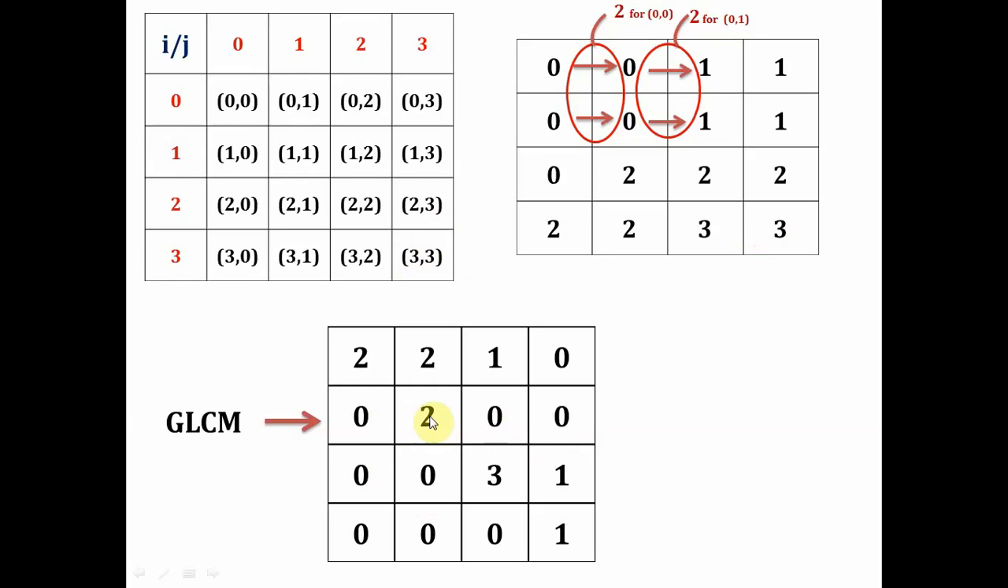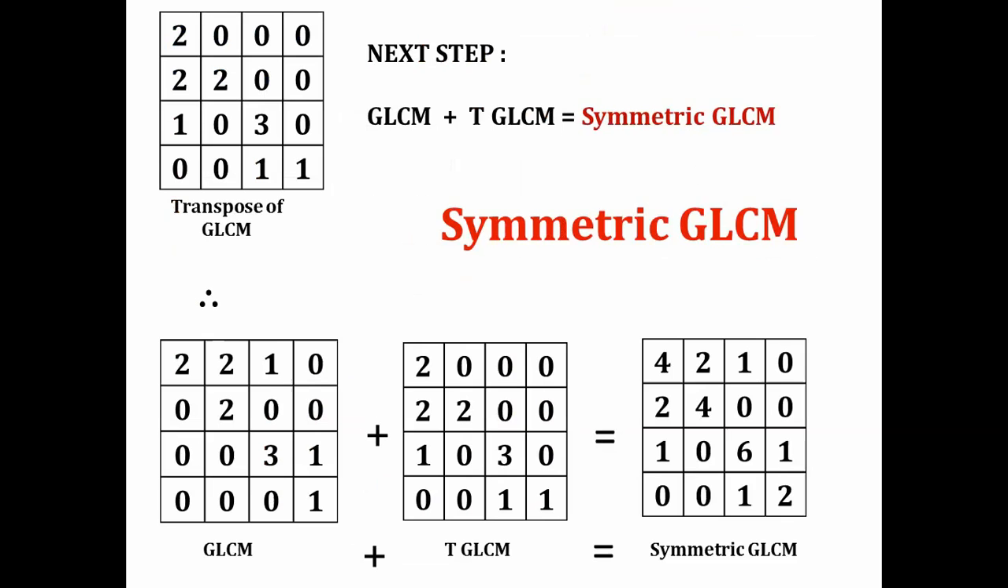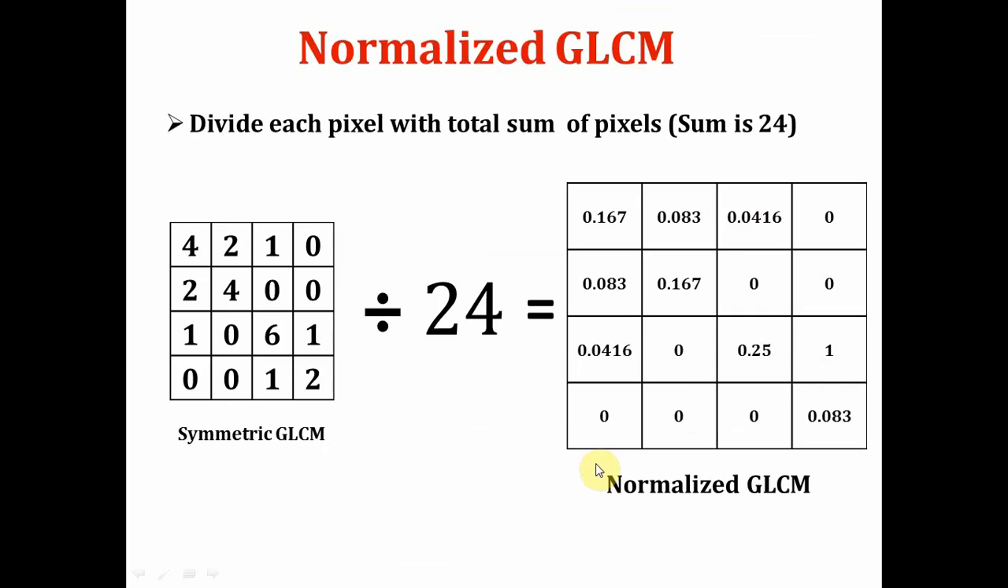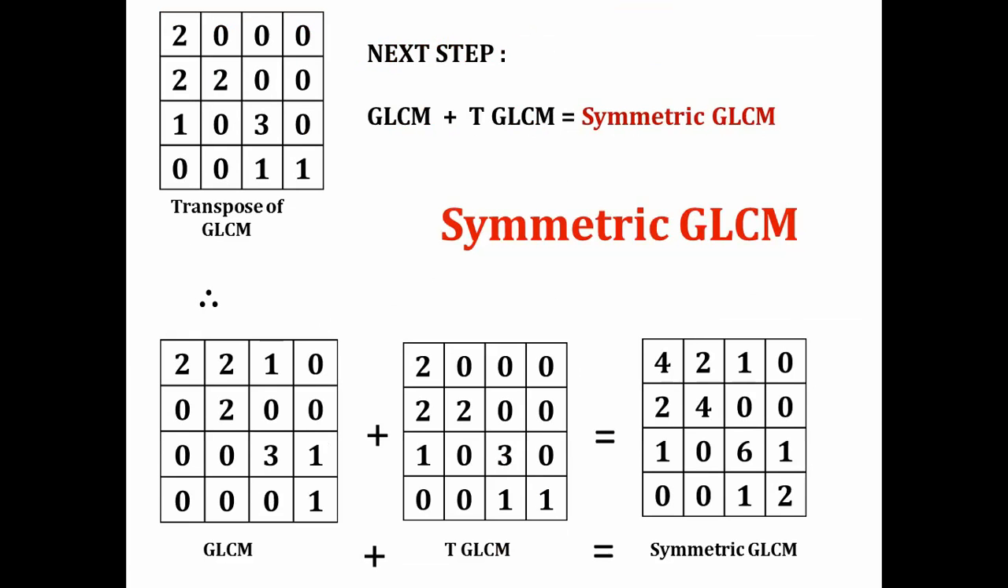Okay, now what is the next step? The next step was to normalize, and another step after normalization is to get the symmetric of your GLCM. Okay, normalization is the last step. First you need to find the symmetric.